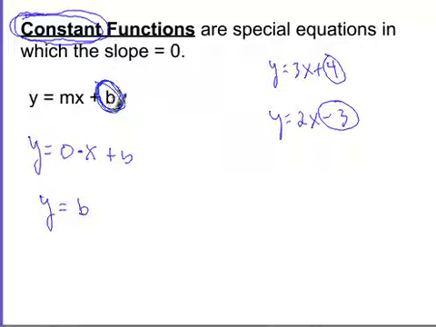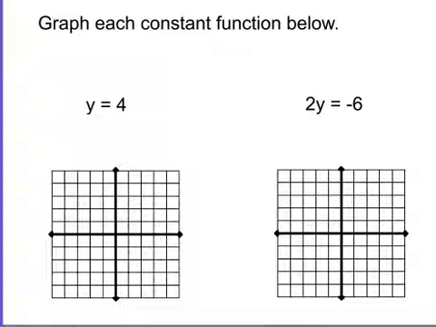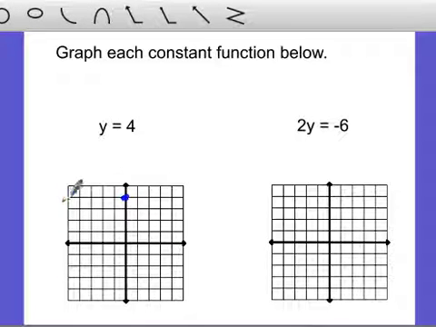It's going to be the y-intercept. The line's going to go through the y-intercept, and that's going to be the y value for all of those. So, graph each constant function below. y equals 4. So what's the y-intercept? 4. 1, 2, 3, 4. And the slope is up over 0, which means it's a horizontal line.